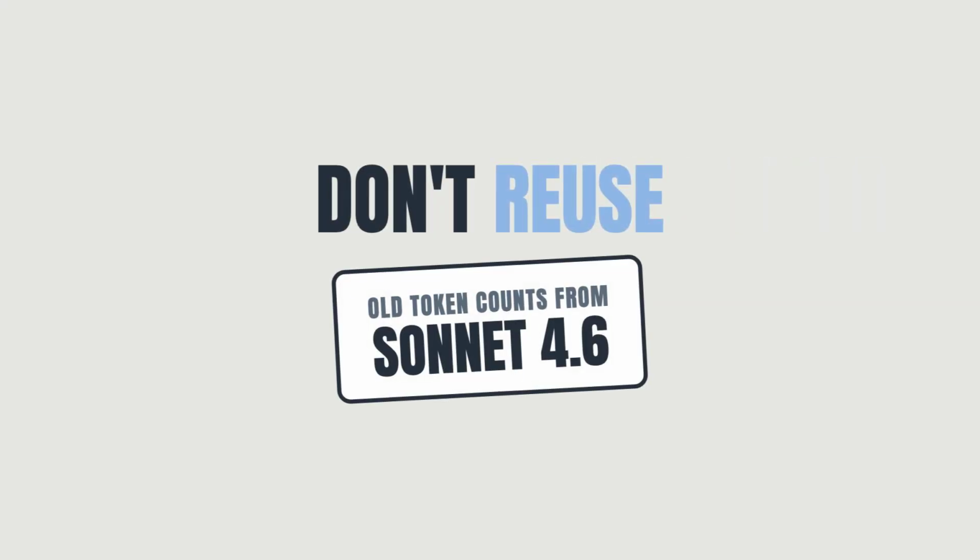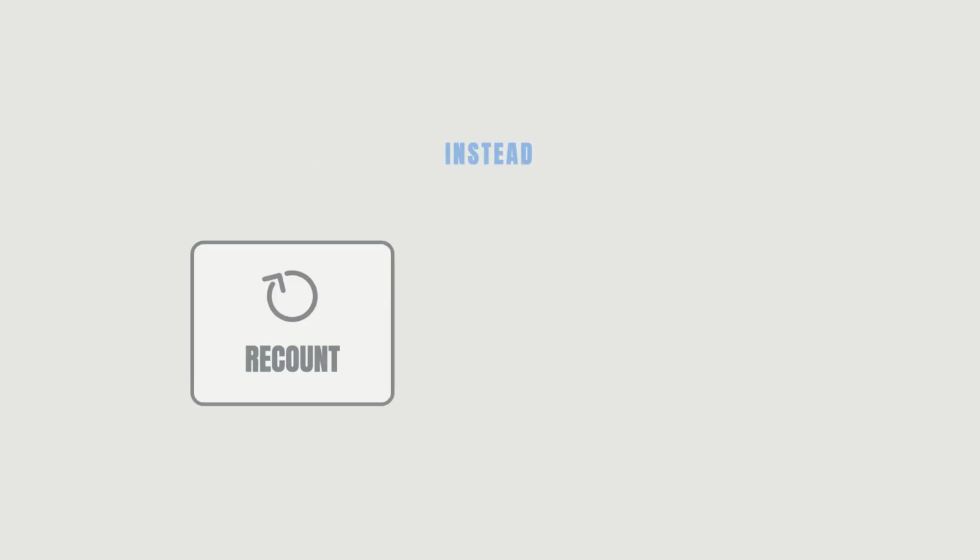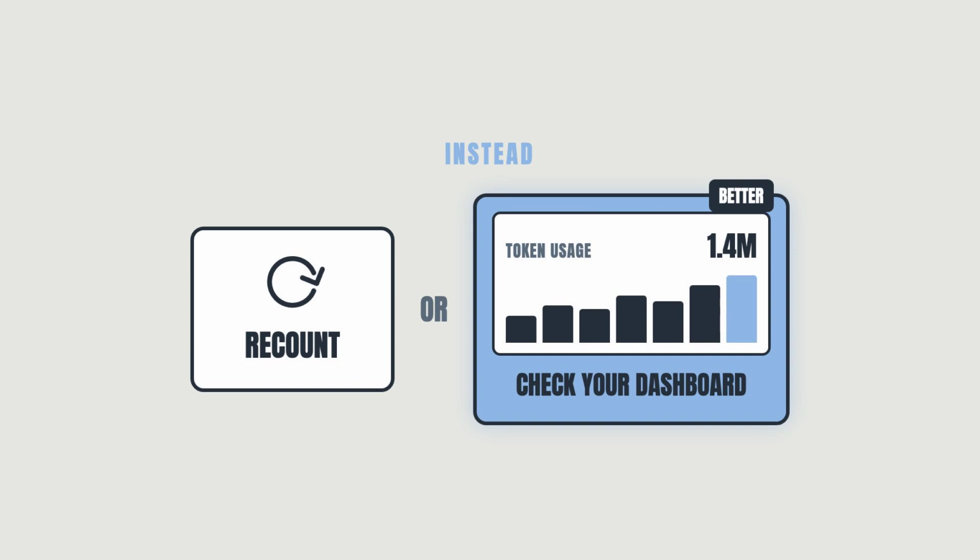The fix here isn't complicated. It is just awareness. When you're budgeting or estimating costs for Fable 5 specifically, don't reuse old token count assumptions from Sonnet 4.6 or earlier models. Recount, or better, check your actual usage dashboard instead of estimating from memory.